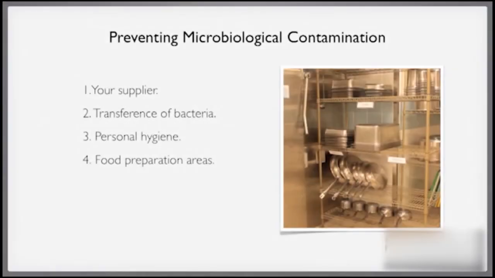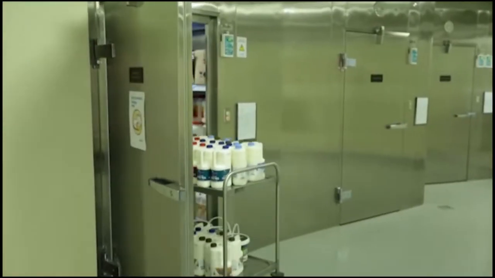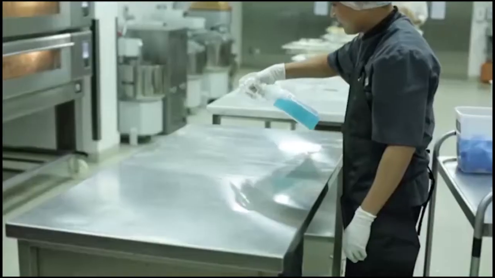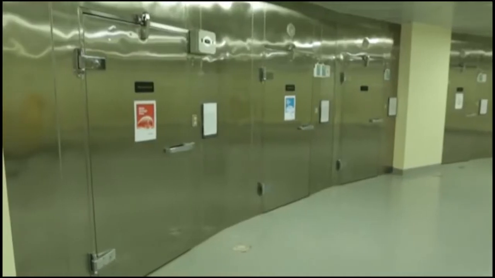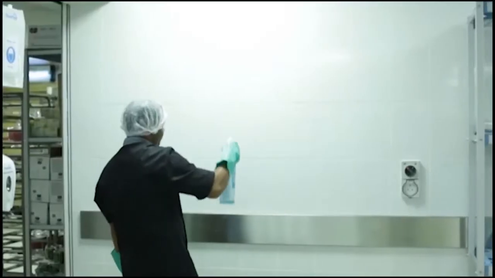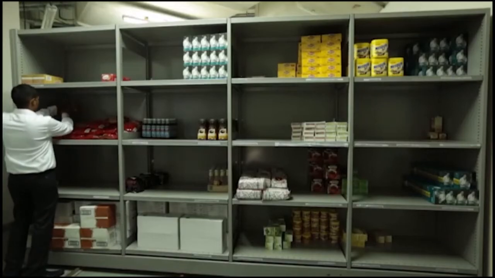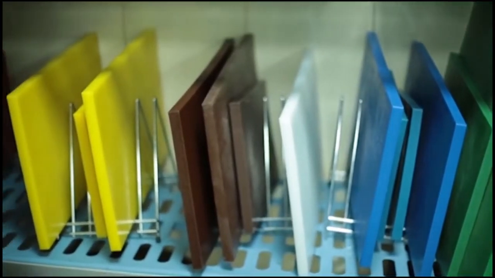Next, we have to look at food preparation areas. The environments in which food is transported, stored, handled, and cooked need to be brilliantly clean and hygienic at all times. This includes the surroundings, such as the floors, the walls, the shelves, and cooling areas, and also the equipment that you use to prepare the food.